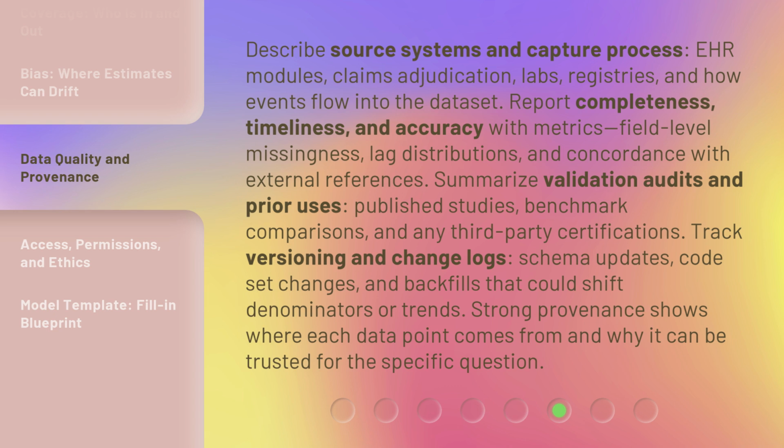Summarize validation audits and prior uses: published studies, benchmark comparisons, and any third-party certifications. Track versioning and change logs: schema updates, code set changes, and backfills that could shift denominators or trends. Strong provenance shows where each data point comes from and why it can be trusted for the specific question.